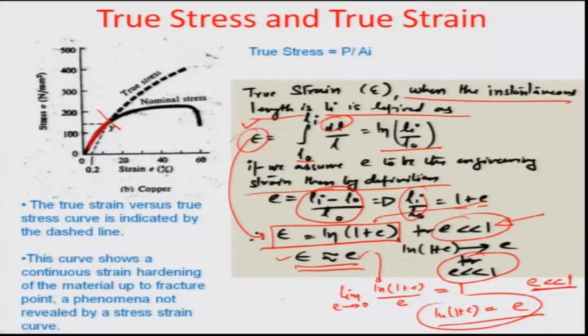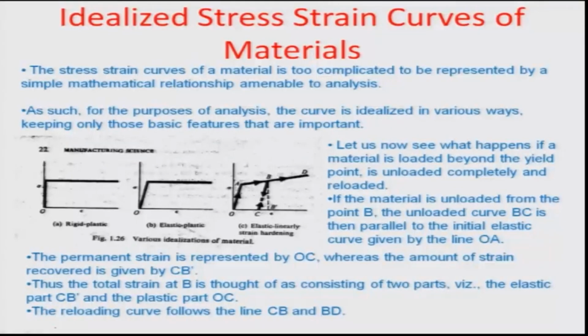So, that is how you will basically arrive at this theory. This curve shows a continuous strain hardening of the material up to the fracture point, a phenomenon not revealed by the nominal stress strain curve. So, that is how we define the true stress and true strain.